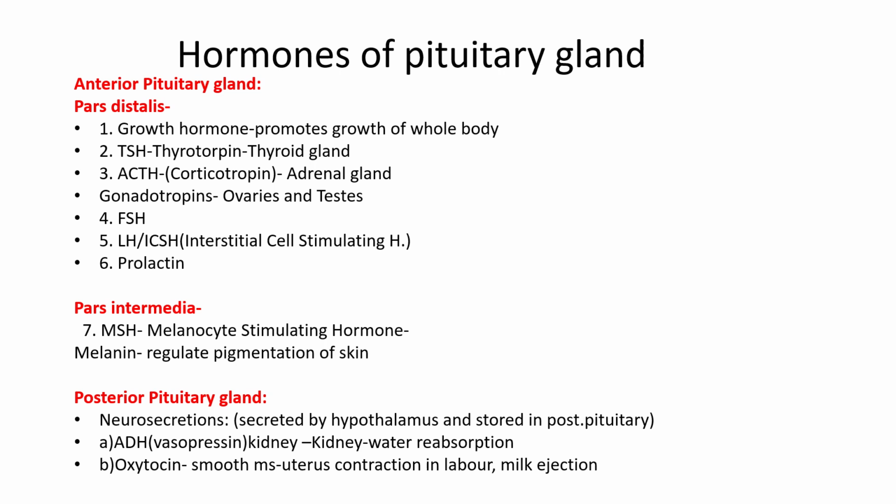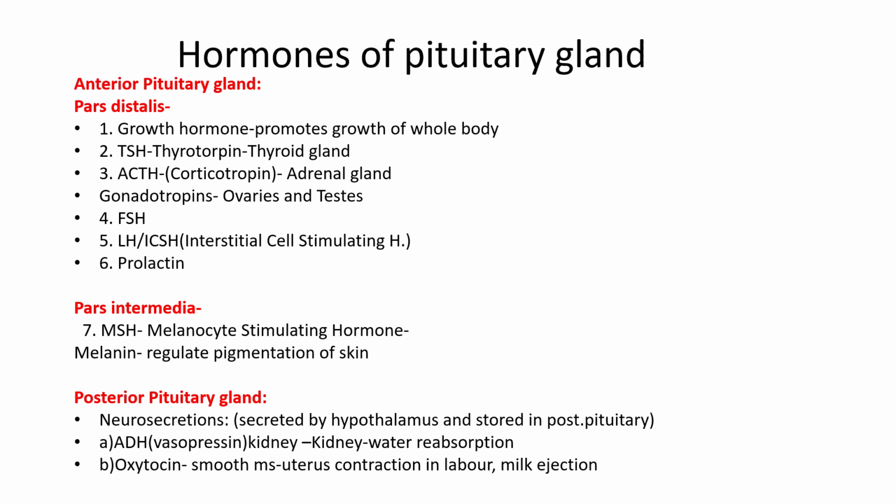TSH, thyroid stimulating hormone, also called thyrotropin. It stimulates the thyroid gland to produce T3 and T4. ACTH, adrenocorticotropic hormone, also called corticotropin, stimulates the adrenal gland to produce hormones. Gonadotropins act on the ovaries and testes: fourth is FSH, follicle stimulating hormone. Then fifth is LH, luteinizing hormone, or ICSH, interstitial cell stimulating hormone, and sixth is prolactin.